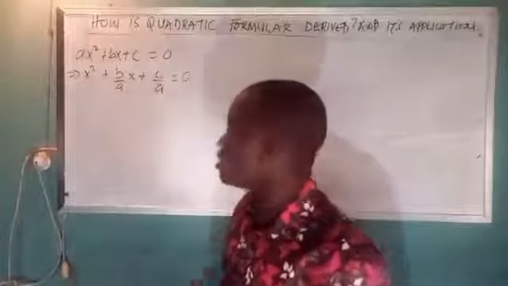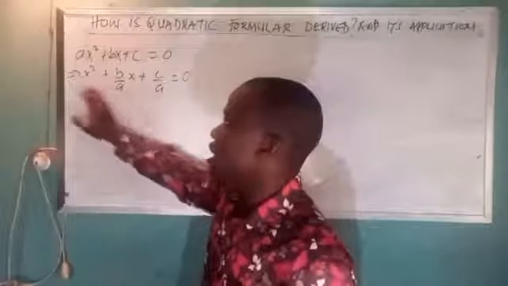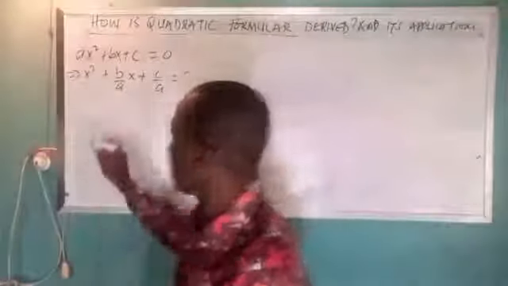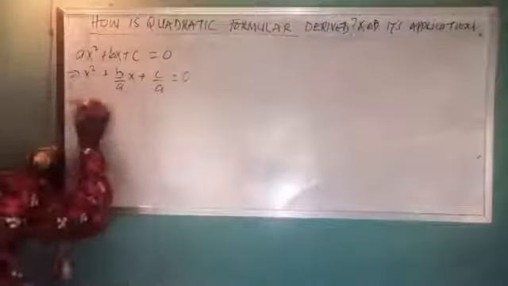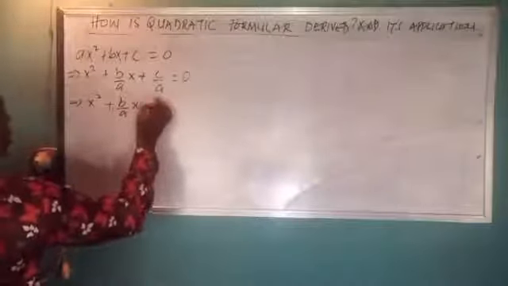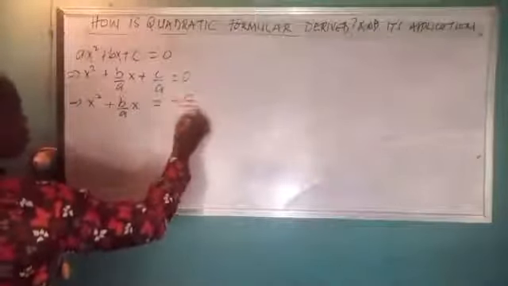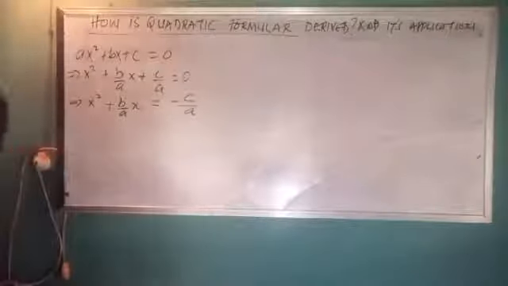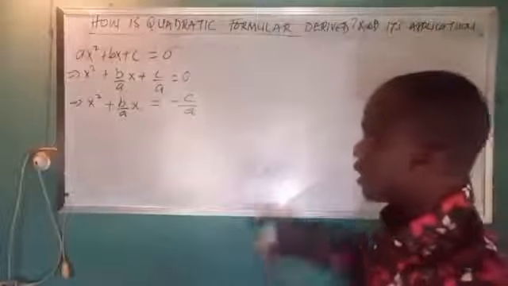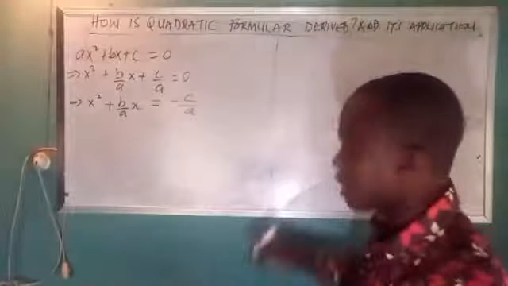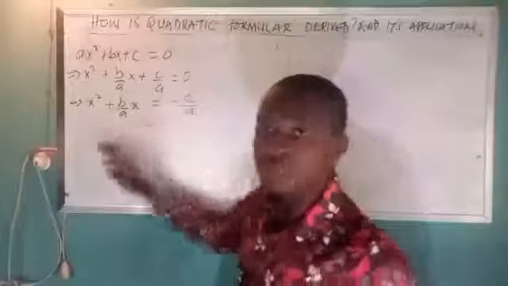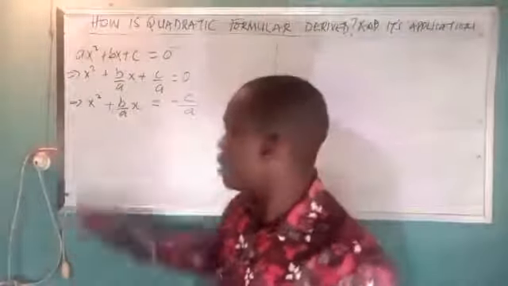From here, the next thing to do is to take your constant term to the other side, so that you'll be left with x squared plus b over a x. Doing that, we have x squared plus b over a x equals minus c over a. That is the third step. After taking this to the right hand side, the next thing to do is to make the left hand side of this equation a perfect square.